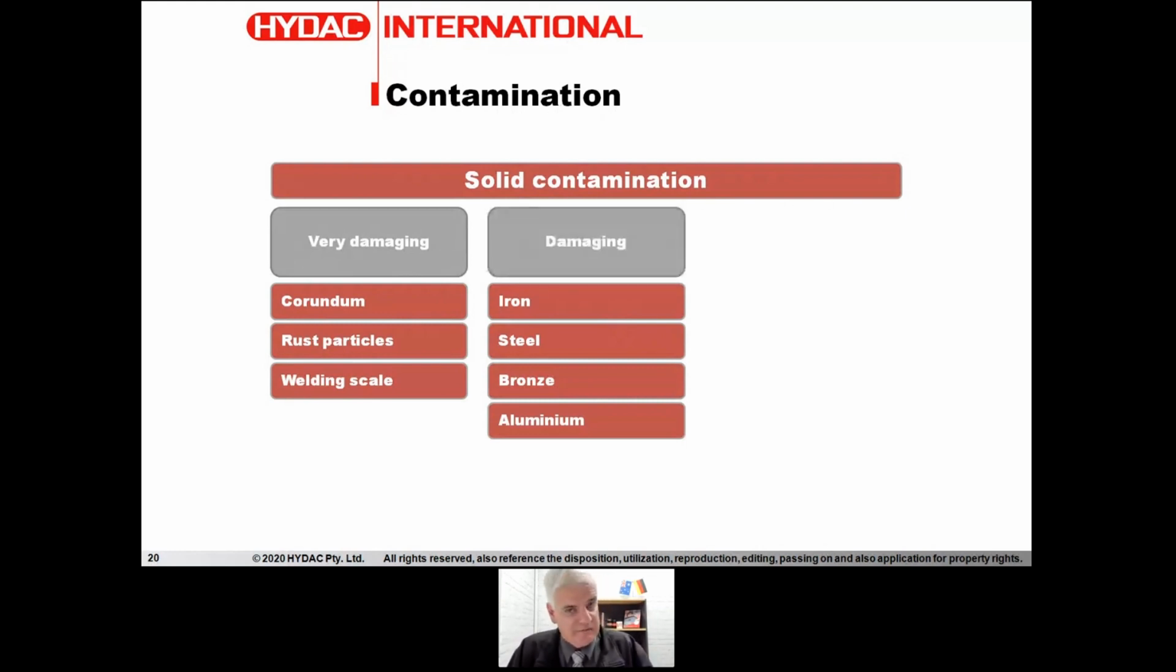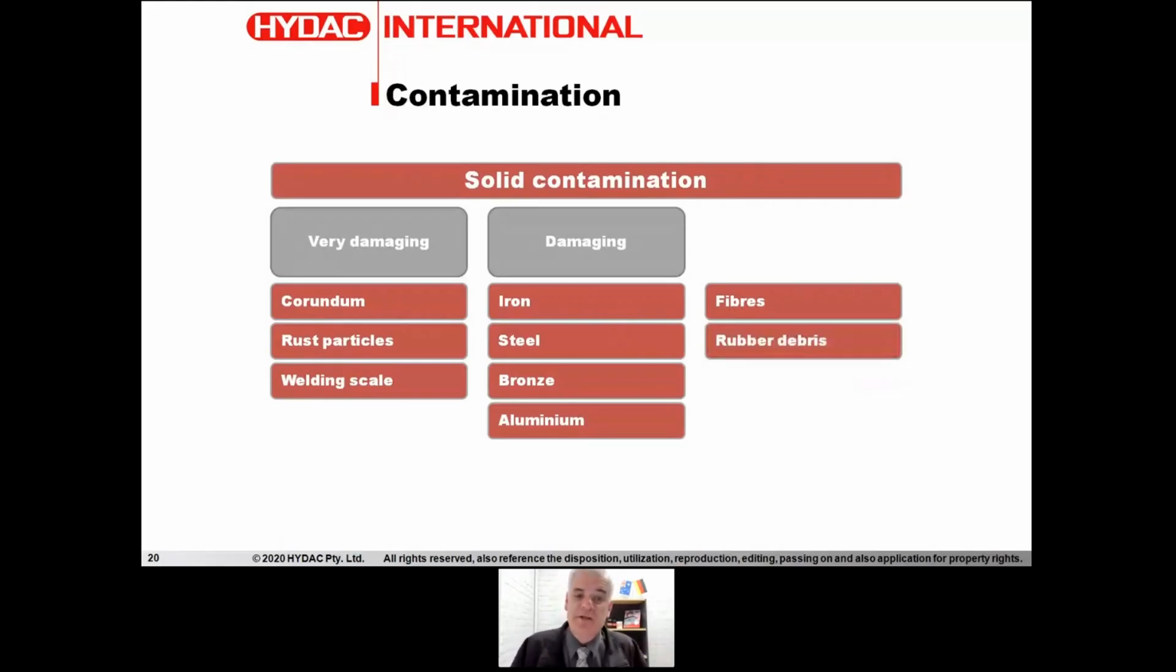These are damaging components to a system. Can be quite damaging as well, but, size for size, they don't pack as much punch as the ones on the left. And then we have fibers from cloths, cleaning rags and so on, rubber debris from seals and hoses, oxidation residue from oxidizing fluids, and resin-bonded fabric.